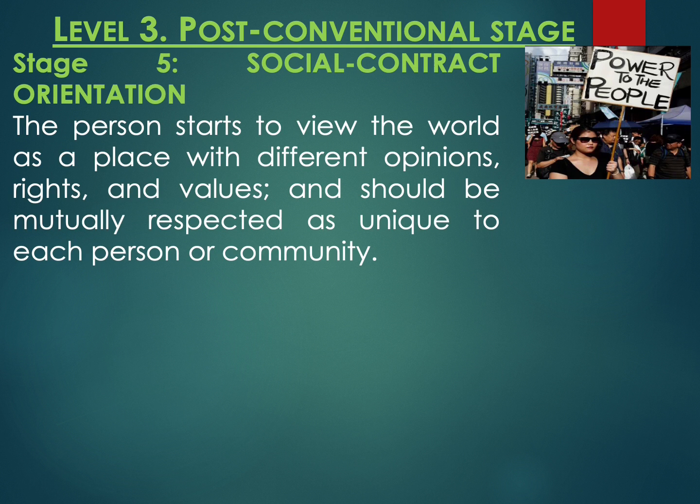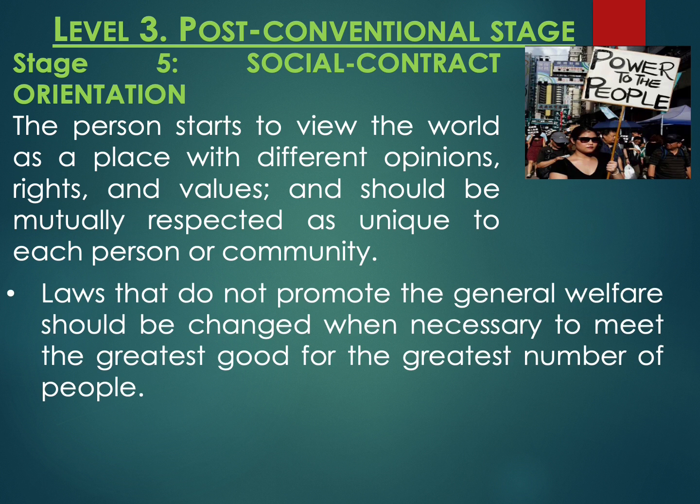Now, under the post-conventional stage, we have stage 5, which is what we call social contract orientation. The person now starts to view the world as a place with different opinions, rights, and values, and should be mutually respected as unique to each community. For the person, under the post-conventional stage, laws that do not promote the general welfare should be changed when necessary to meet the greatest good for the greatest number of people.